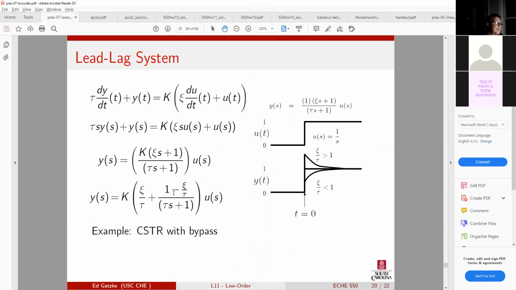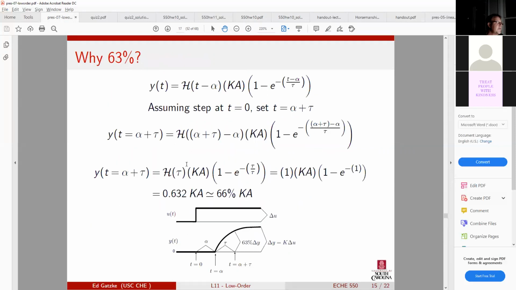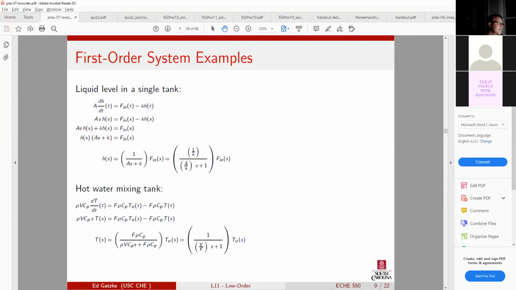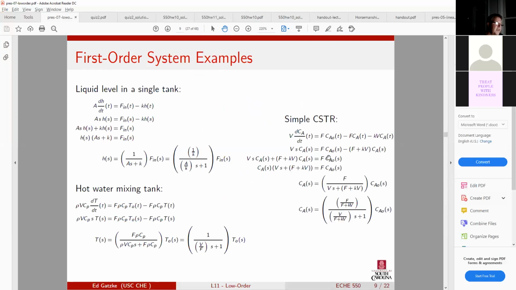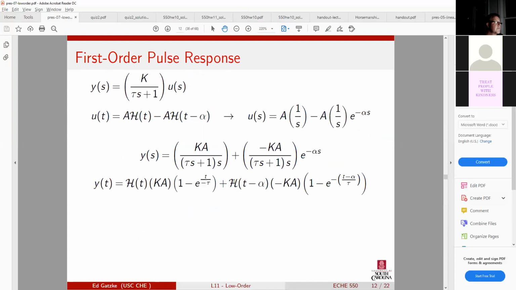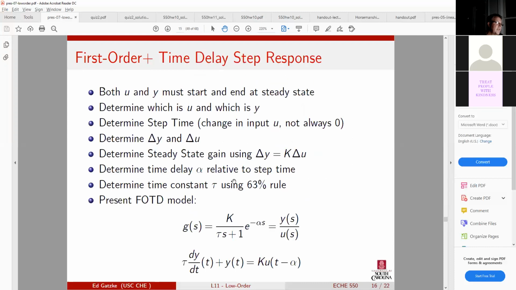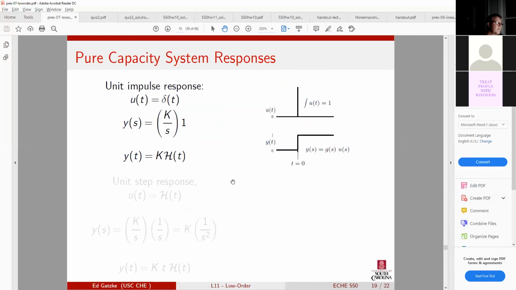It's just looking at common types of problems you might run into because in chemical engineering, a lot of times you'll have a tank or a mixing tank or a simple single reactor and it looks like a first order system. So this is just trying to show you specific cases. And then make little changes. Lead lag is the same, but it's got the bypass.